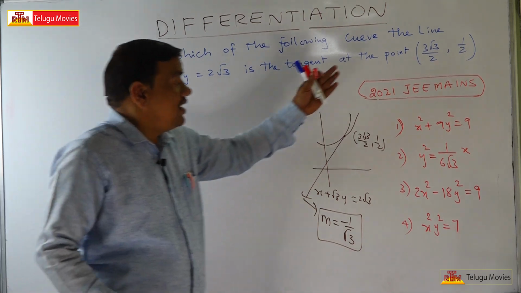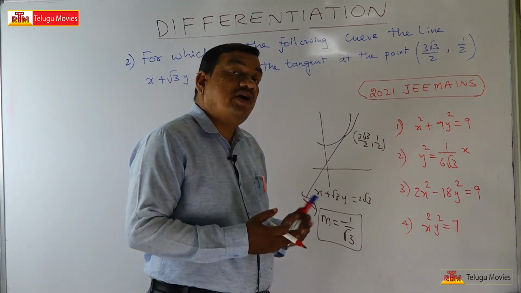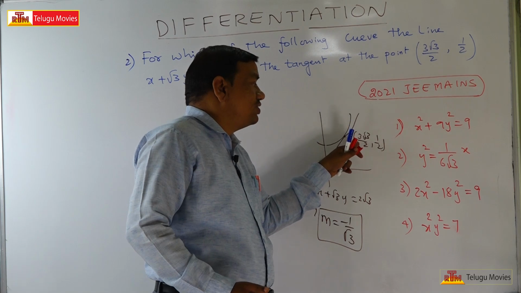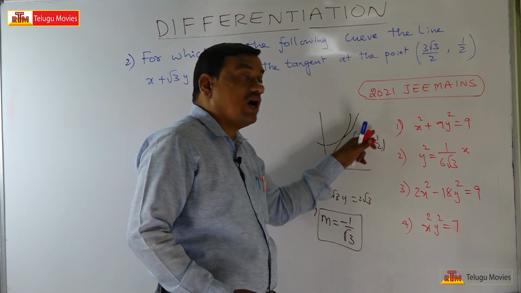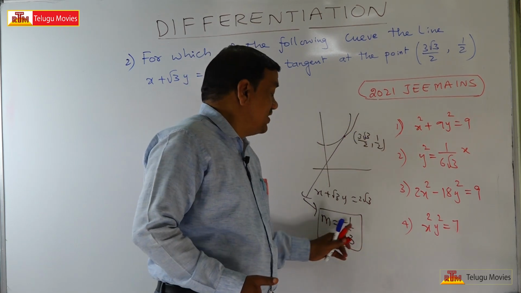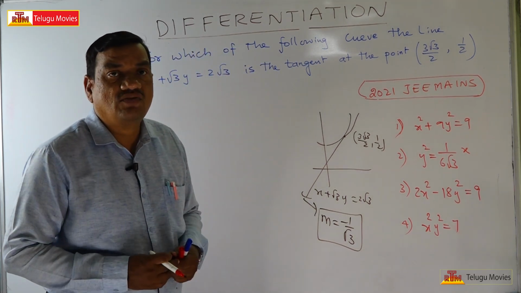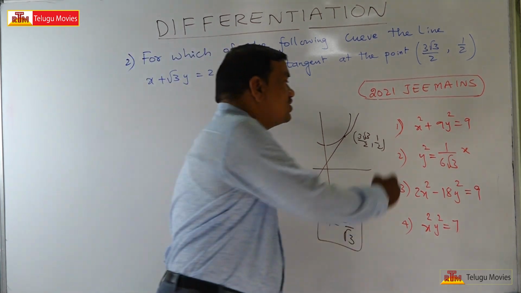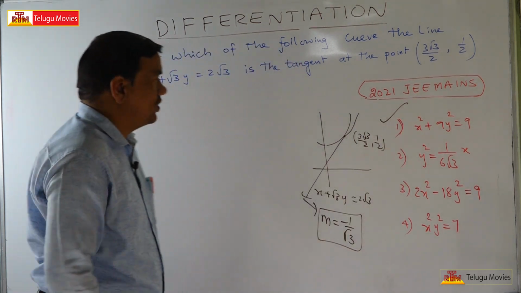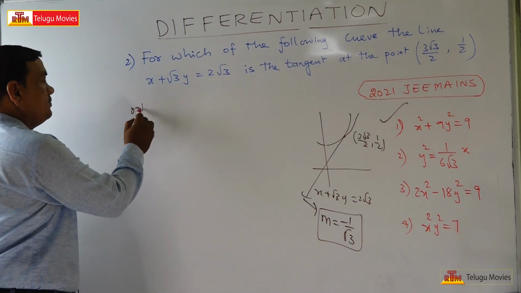Now take any one of the curve equations, find dy by dx, and substitute the point 3 root 3 by 2 comma 1 by 2. Let us check whether we will get minus 1 by root 3 or not. If we get minus 1 by root 3, definitely that will be our answer. So I will start with option 1.